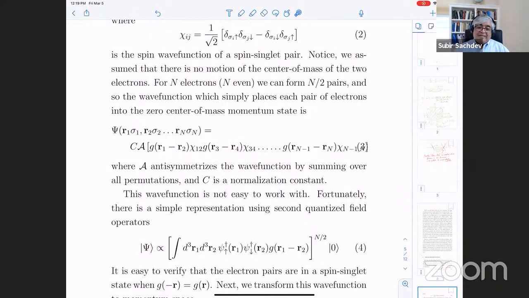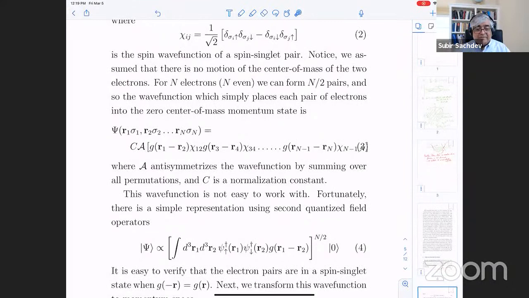Okay, now, for the Bose-Einstein condensate, that's the end of the story because they're just bosons. But here, the underlying particles are fermions. And so I do have to anti-symmetrize. So I put this anti-symmetrization operator here, which says that I have to take the sum over n factorial terms where I just keep interchanging any pair of particles and making sure the whole thing is anti-symmetric.